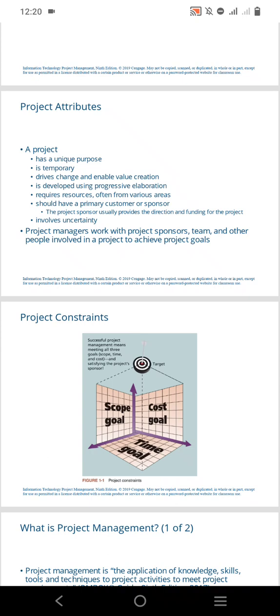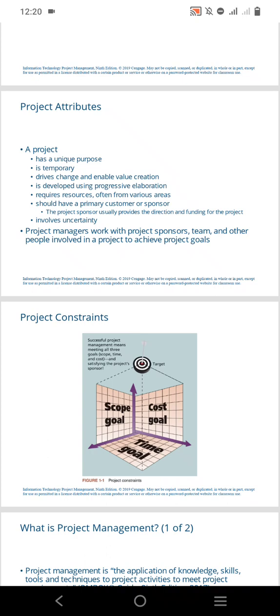The project managers work with project sponsors, the team, and other people involved in the project to achieve the project goals. We have already mentioned that the project sponsor is the person that funds the project. And then you need a team of people that are going to work together to see that the goals of that project are met. The project constraints include the scope, the cost, and the time.